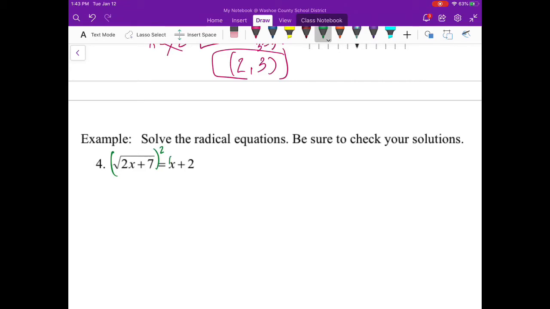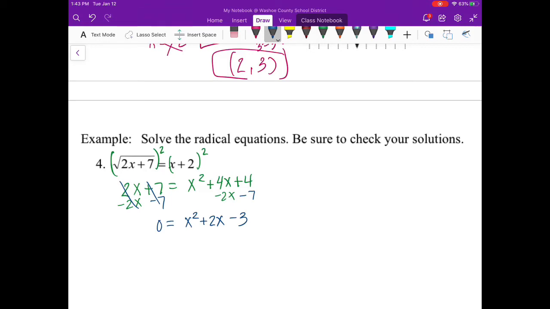So first step, now that my radical is by itself on the left, I'm going to square both sides, and that's going to give me 2x plus 7 on the left, and x squared plus 4x plus 4 on the right. I'm going to move my 2x over and my 7 over so that I can set this equal to 0, which gives me x squared plus 2x minus 3. And I'm going to factor this, which factors (x plus 3)(x minus 1).